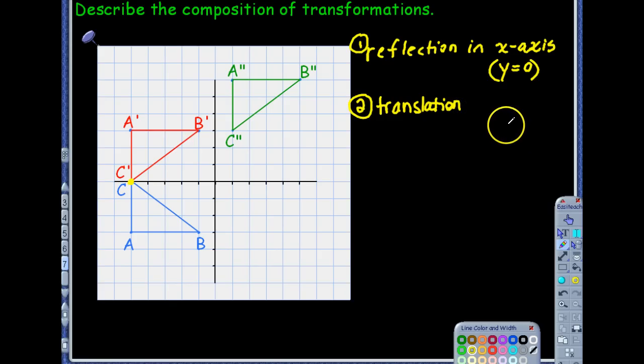I'm closer to the screen, and since we did the coordinates last time, this time we'll just go ahead and count. So I'm going from A prime to A double prime. And I noticed that to get from A prime to A double prime, we're going over to the right. So 1, 2, 3, 4, 5, 6. So that's a positive 6. And then we're going up 1, 2, 3. So we could do the component form of <6, 3>.